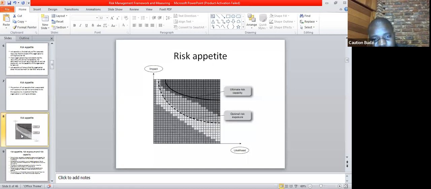So we have the continuous solid line, which shows ultimate risk capacity. So these organizations will not want to take risks which are above that ultimate risk capacity. They will rather take risks which are below that. But the optimum risk level is denoted by the dotted curve. That curve shown by the broken line.